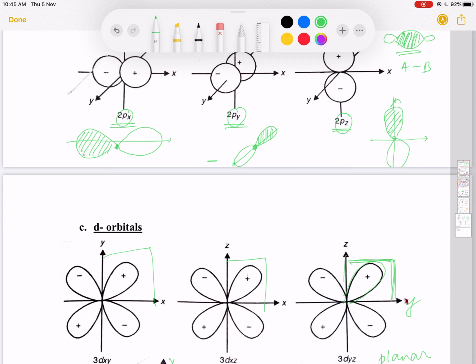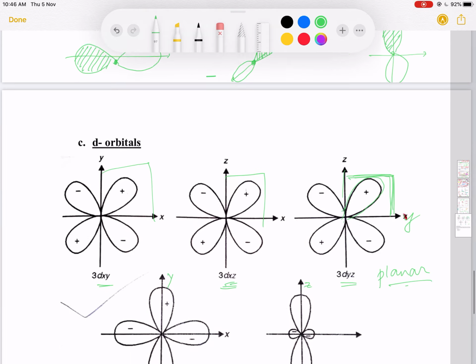In the s subshell we have only one orbital, that is the s orbital. In the p subshell we have 3 orbitals, px, py and pz, with their lobes along the respective axis. In the d subshell we have 5 orbitals, 3 are planar, dxy, dyz and dzx, and 2 are axial, dx square minus y square and dz square.